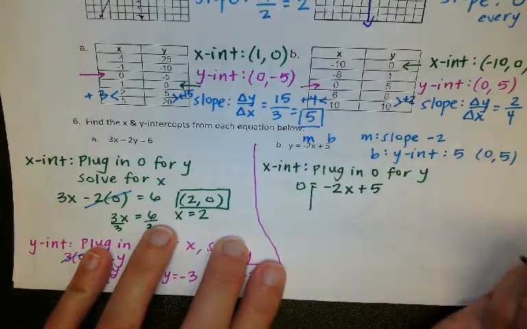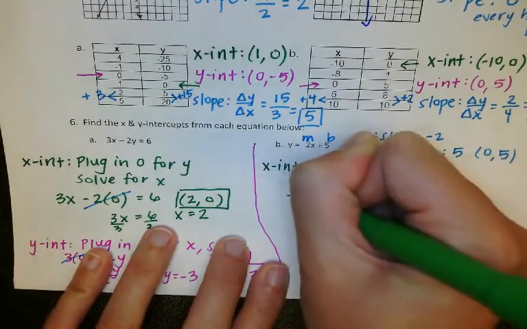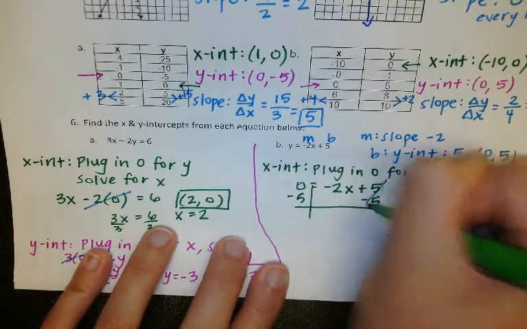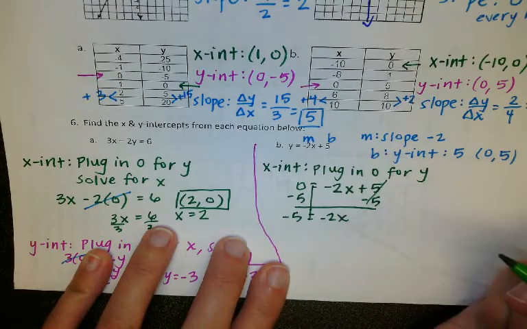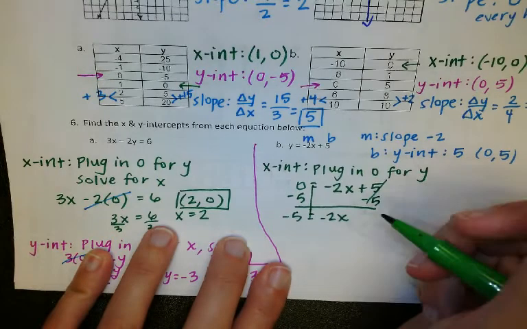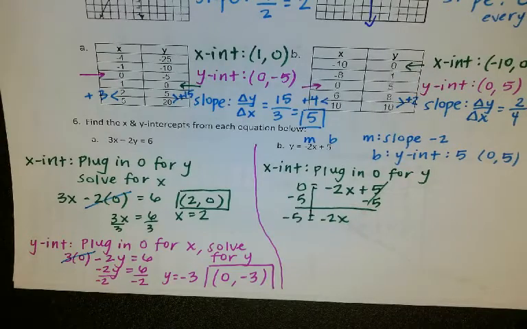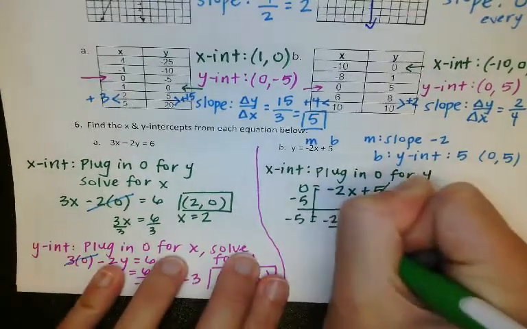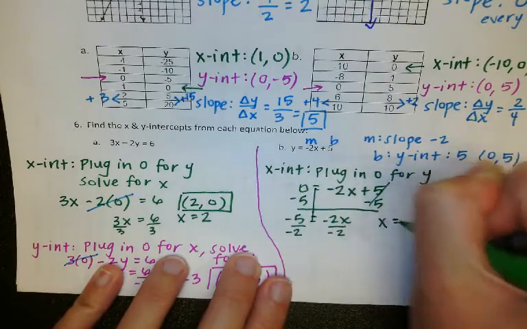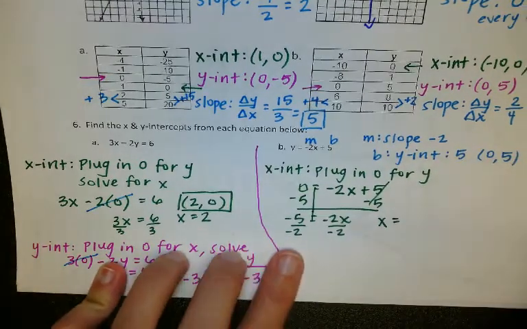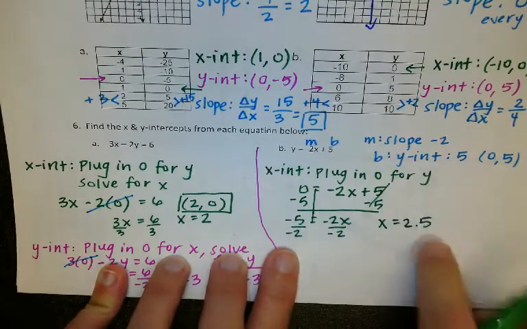Okay, this one has one extra step because I have to subtract 5. -5 equals -2x. I need to divide by -2. And -5 divided by -2, you could leave it a fraction 5/2, or you can tell me 2.5.